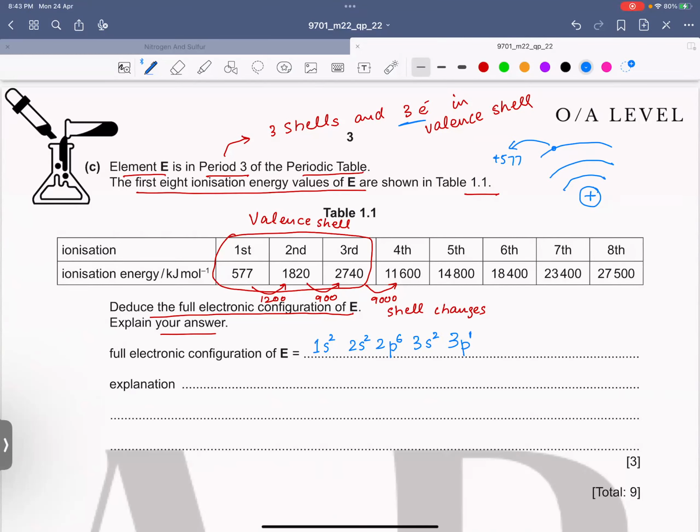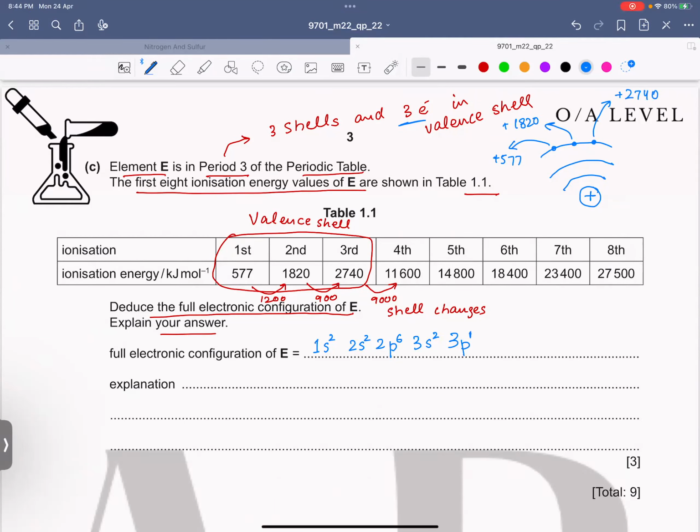When this electron is knocked out, the charge gets relatively greater. And when I have to remove the next electron, I need a little more energy. So to remove the next electron, I need this amount of energy. Is this clear? Now the charge gets relatively even bigger. And when I have to remove this electron, I need this amount of energy. Is this understandable?